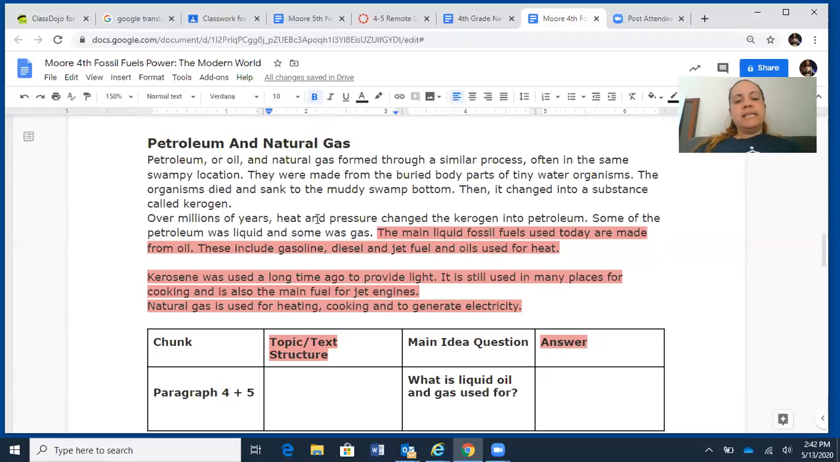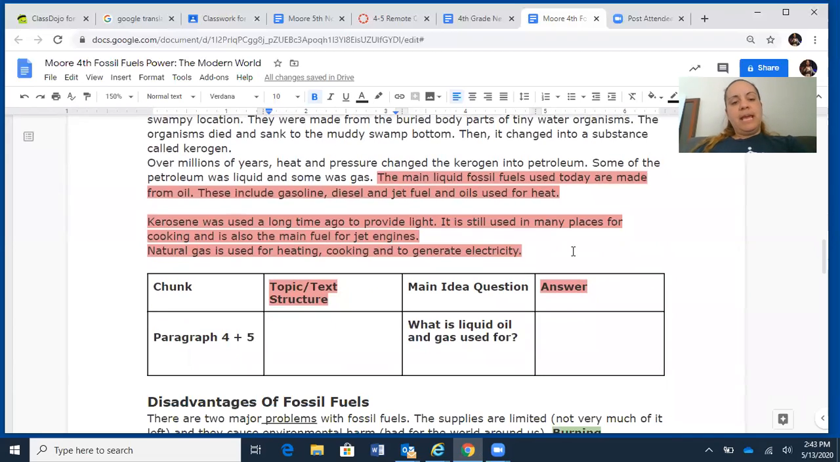Over 1 million years, heat and pressure changed the kerogen into petroleum. Some of the petroleum was liquid and some was gas. The main liquid fossil fuels used today are made from oil. These include gasoline, diesel, and jet fuels, and oils used for heat. Kerosene was used a long time ago to provide light. It is still used in many places for cooking and is also the main fuel for jet engines. Natural gas is used for heating, cooking, and to generate electricity.